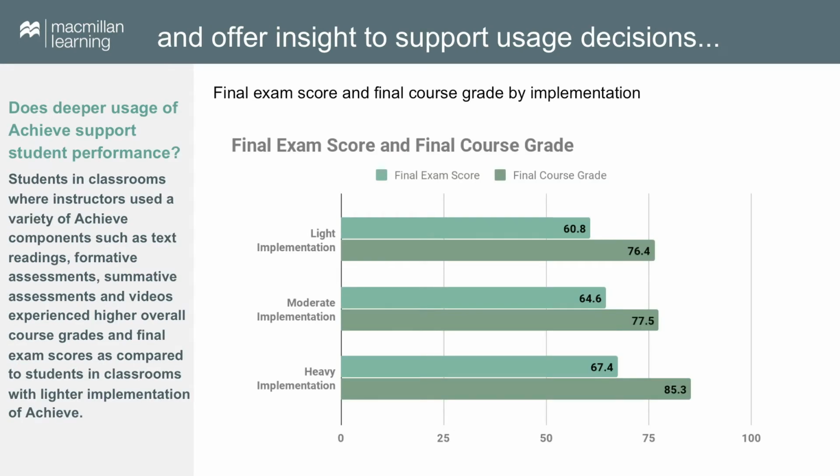And then we also looked at just the overall final exam score and final course grade by levels of implementation. Now, again, keep in mind, final course grade is going to have some grades from Achieve in there, so we always look at final exam score. But what we found was that if we categorized instructors by lightly using Achieve, so maybe they just did some e-textbook and some homework, versus instructors who did e-textbook, a pre-flexion, and homework, versus instructors who used formative assessment, summative assessment, e-textbooks, videos, we found that as you increased your implementation, your test scores increased as well. And that to us was a final indication we are on the right path.